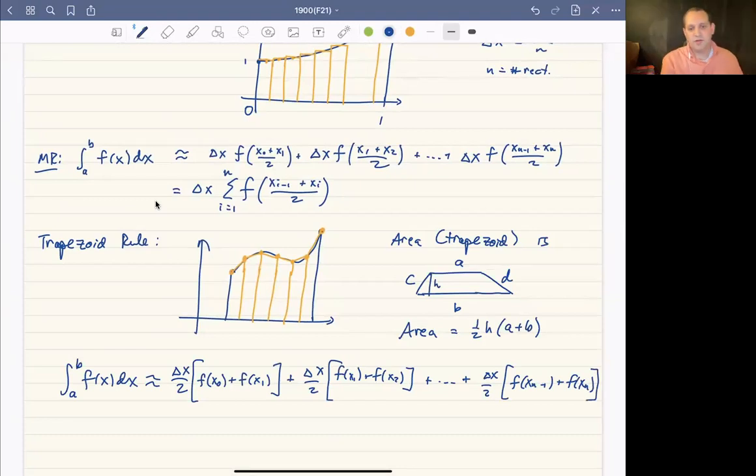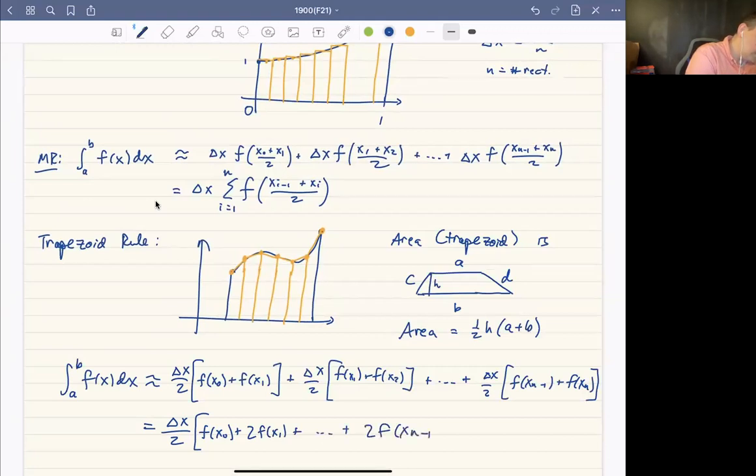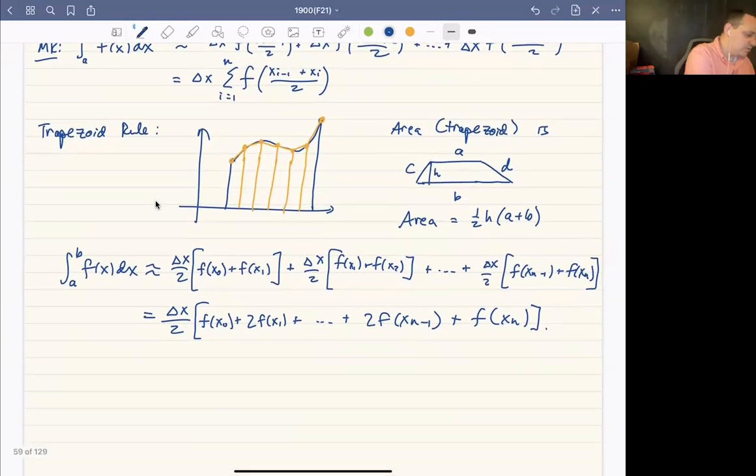And what we can do is we can factor out all of the delta x over 2's. The only terms in this expression that don't get added twice, so you have f of x1 gets added twice, x2, all the way up to x n minus 1. The only terms that don't get added twice are x0 and xn. So what we'll do is we'll factor out delta x over 2. And then we're going to have f of x naught plus 2f of x1 plus 2f of x2, all the way up to 2f of x sub n minus 1 plus f of x sub n. Okay, so that's the trapezoid rule.